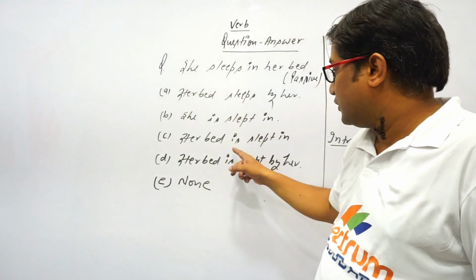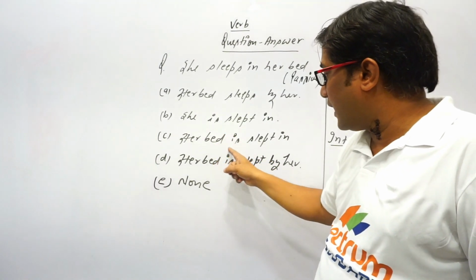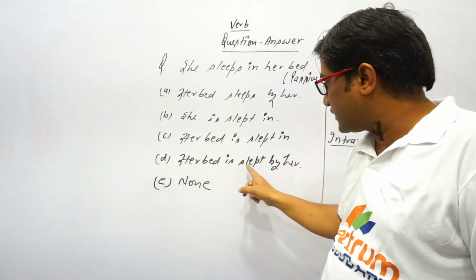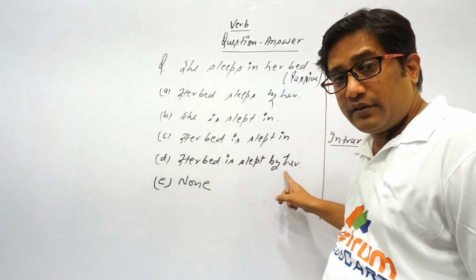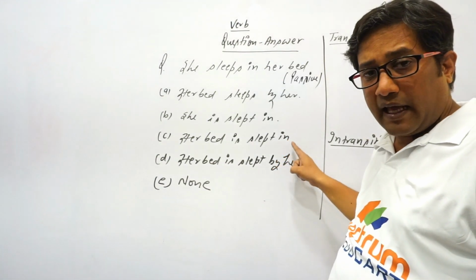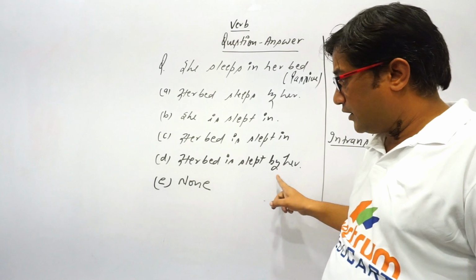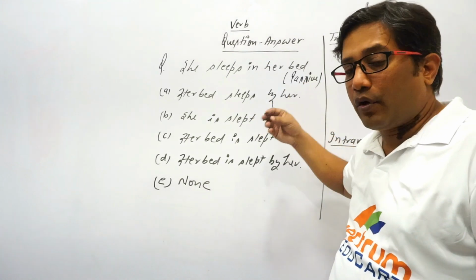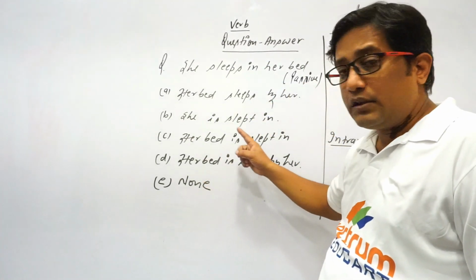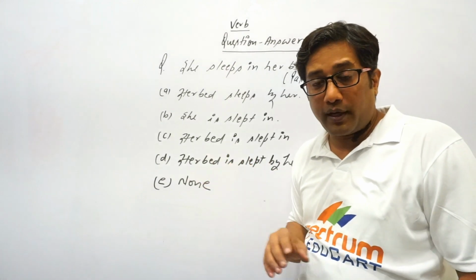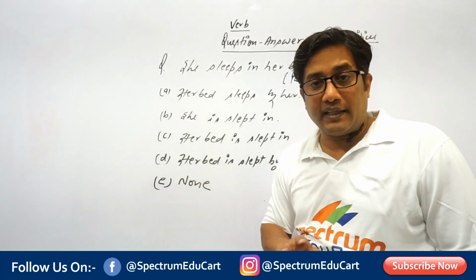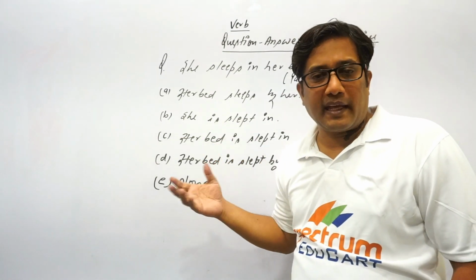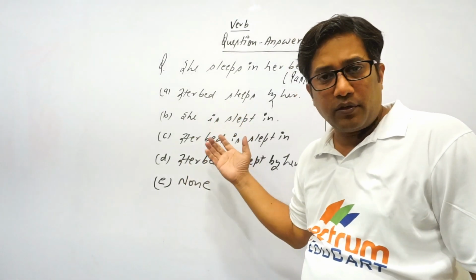Now the next option is, her bed is slept in. Or there is the option, her bed is slept by her. So here there's an in, and here I removed it. And the third option is none. Now these two options are absolutely wrong. But when you go with these three options, that may confuse anybody. So let's have a good and detailed analysis of this particular question. Why can confusion occur when you see this question?